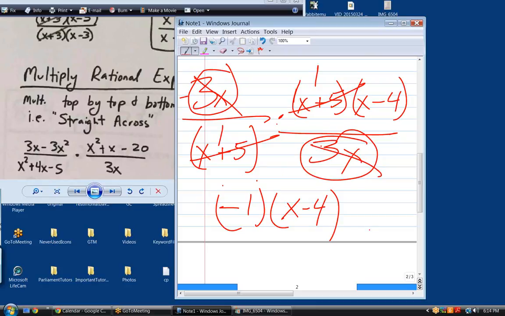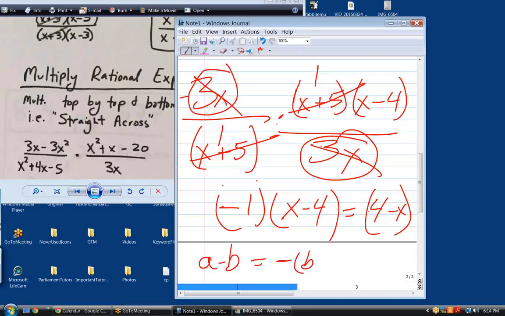Now, one last simplification. What is minus 1 times x minus 4? That'd be negative x plus 4, which is 4 minus x. Remember that when you have a minus b, it's always the negative of b minus a. So when you have a negative times x minus 4, it becomes 4 minus x. Okay?